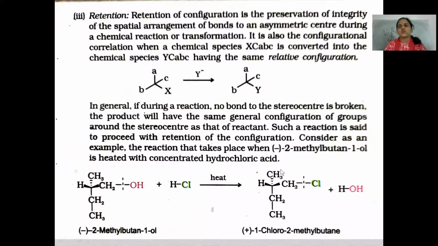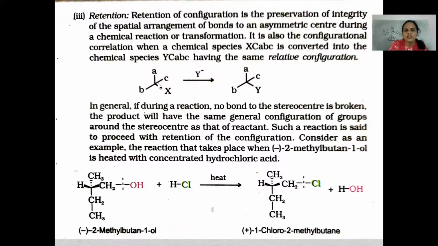Next, I come to the next part, and it is retention of configuration. So you should know what retention of configuration is. Retention of configuration is the preservation of integrity of the spatial arrangement of bonds to an asymmetric center during a chemical reaction or transformation.